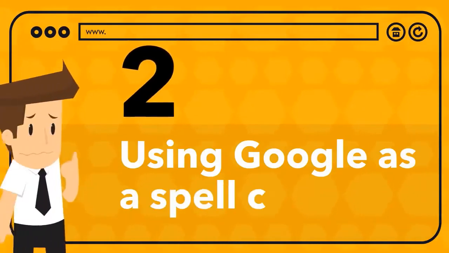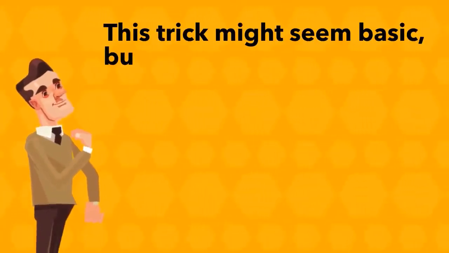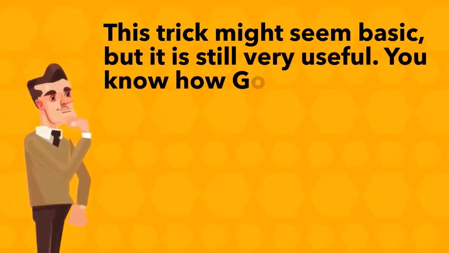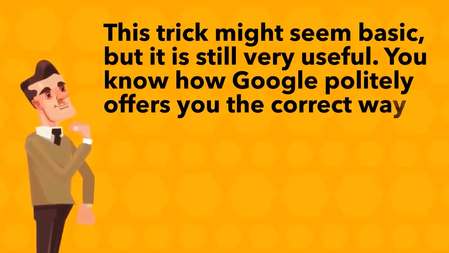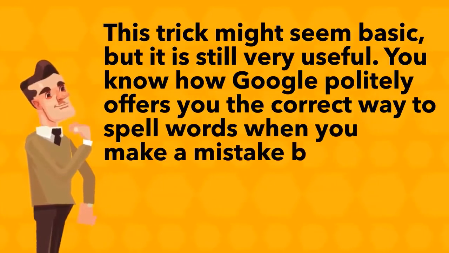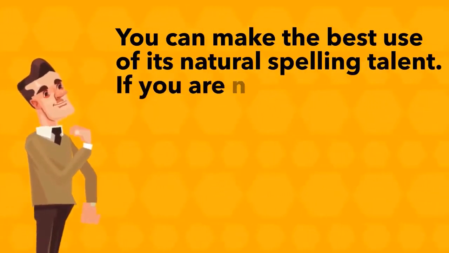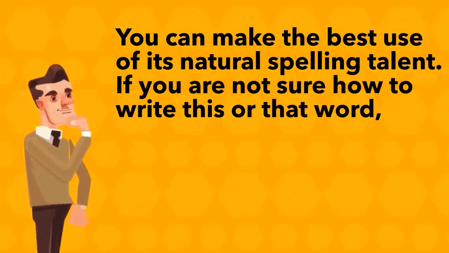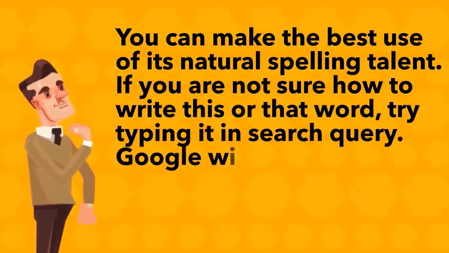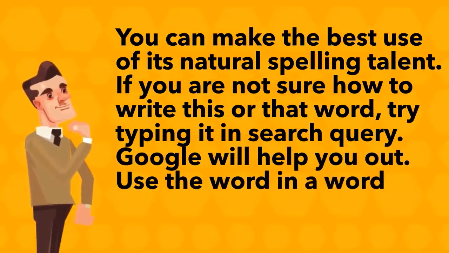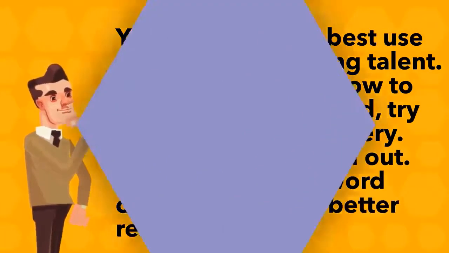Number 2. Using Google as a spell checker. This trick might seem basic, but it is still very useful. You know how Google politely offers you the correct way to spell words when you make a mistake by accident? You can make the best use of its natural spelling talent. If you are not sure how to write this or that word, try typing it in the search query. Google will help you out. Use the word in a word combination for a better result.